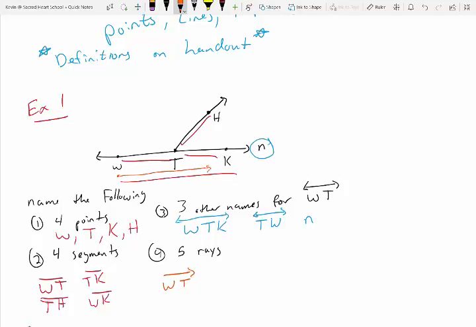We have WT, then we have TK, same thing. We start with the endpoint and we keep going. And we have TH, and then we can go TW, and again our arrow always points right even though our ray is going left, because we started with the endpoint and we went from T to W and it keeps going. And then we also have KT.